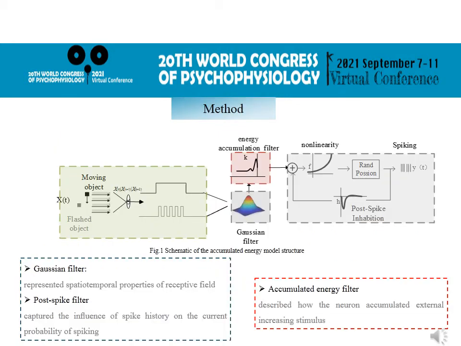The model mainly consisted of 3 sets of filters, including a Gaussian filter, an energy accumulation filter, and a post-spike filter. The main difference of our model from the traditional GLM was the stimulus filter part. An accumulated energy filter was added in our model to describe how tectal neurons accumulated external increasing stimulus.